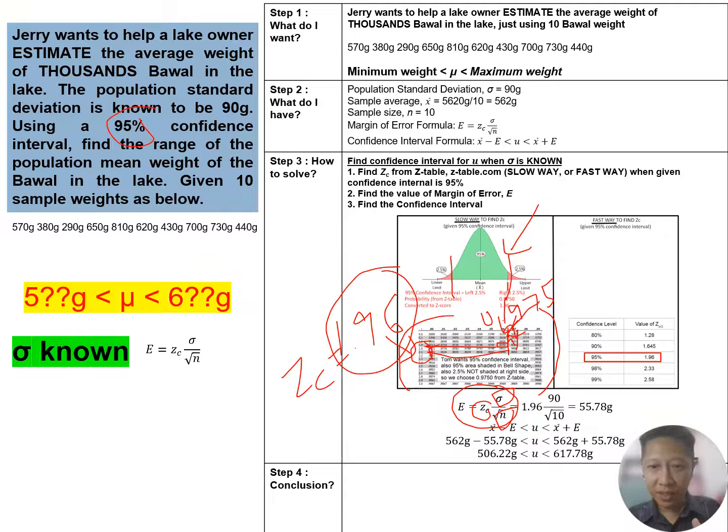The faster way is to use the confidence level table for the Z case. 95% is 1.96, so immediately we get the number. We replace ZC equals 1.96 into the formula and get E equals 55.78 gram. This is our E. We put E into the range formula here, and we get the range of our possible population mean weight, between 506 and 617 gram.